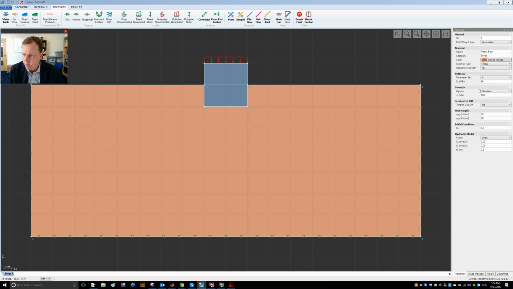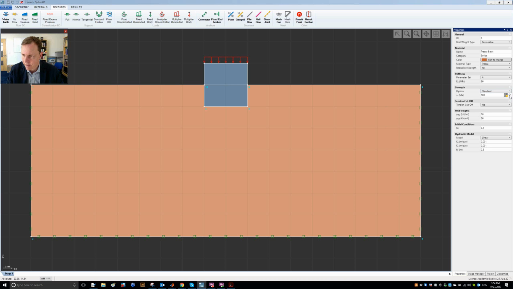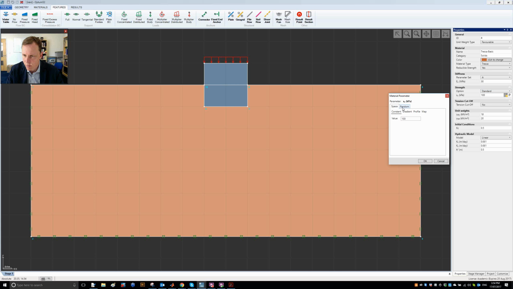The undrained shear strength, I set it to 100, but of course that is the one we want to have some randomness in this case. So I click the P here, and I open up this material parameter dialog. I go to random.